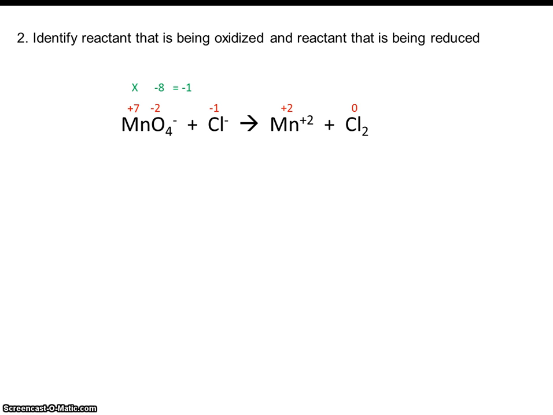Step number 2, identify the reactant that is being oxidized and the reactant that is being reduced. So these things are the reactants. Which one of them is being oxidized and which one is being reduced? Well, chlorine goes from -1 to 0. So chlorine is being oxidized. Remember, lose electrons, oxidation. So if this goes from -1 to 0, its oxidation number went up. That's oxidation.